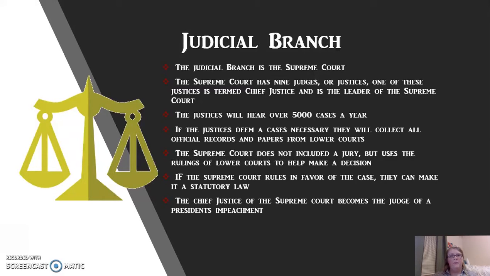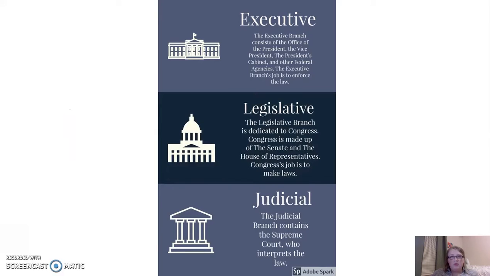And the last thing is, if a president is to be impeached, the Chief Justice of the Supreme Court becomes the last person to say what will happen with these charges. This is a poster. This is basically an overview of what the executive, legislative, and judicial branches do. It lists what they're made up of and their jobs. The executive is to enforce the law, the legislative is to make the laws, and the judicial is to interpret the laws.